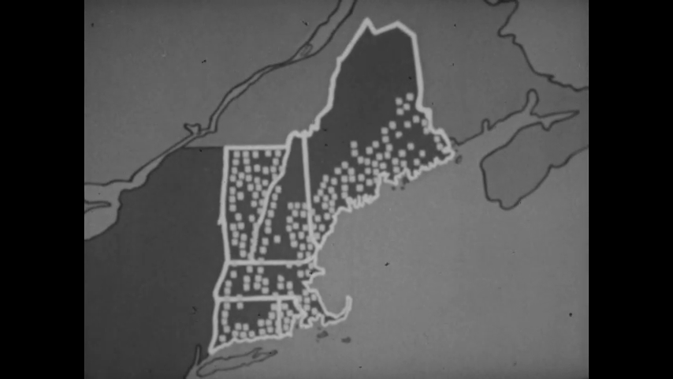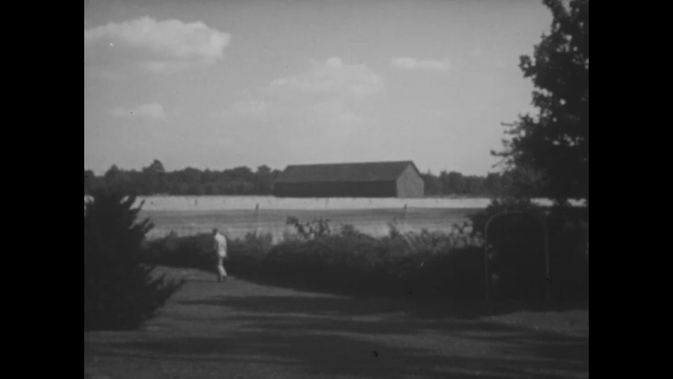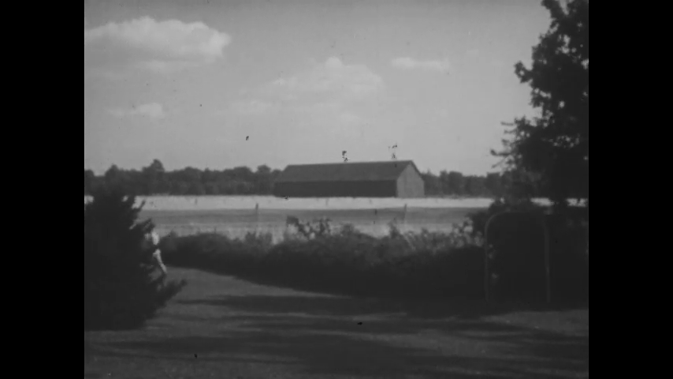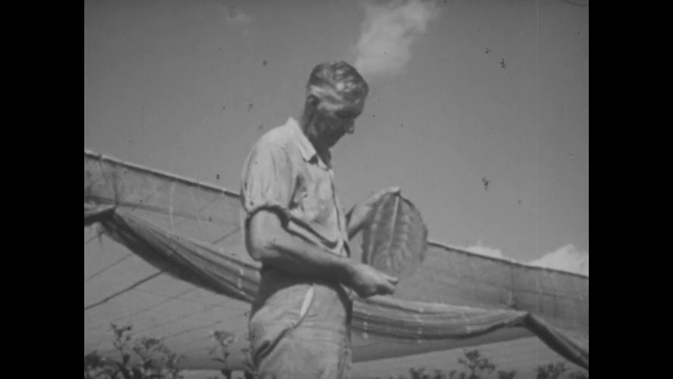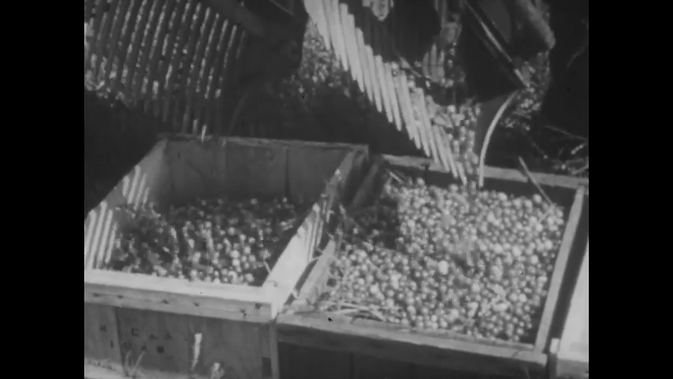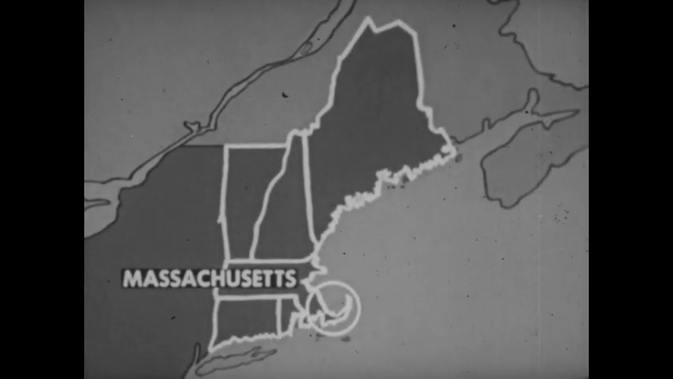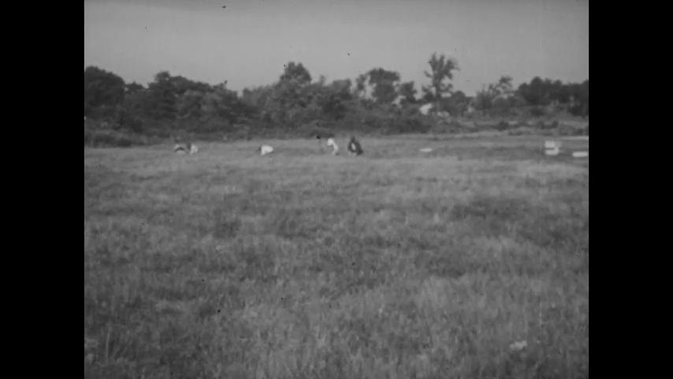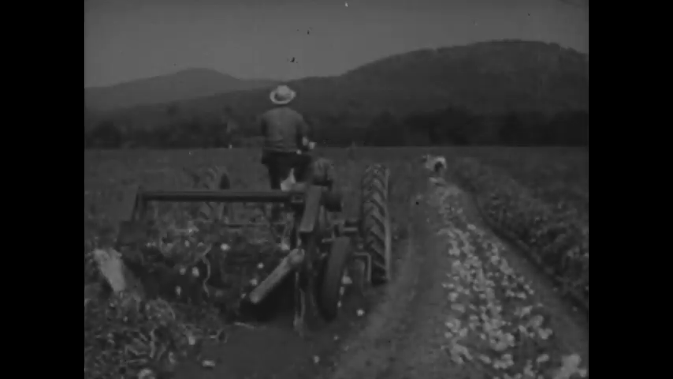But there are other kinds of farms, too. In Connecticut, in the Connecticut River Valley, tobacco is grown in the shade of muslin covering. Tobacco is one of Connecticut's most valuable crops. Cranberries are another valuable New England crop. Most of the cranberries grow in Massachusetts along the coast. The berries are harvested in the marshes near the sea.